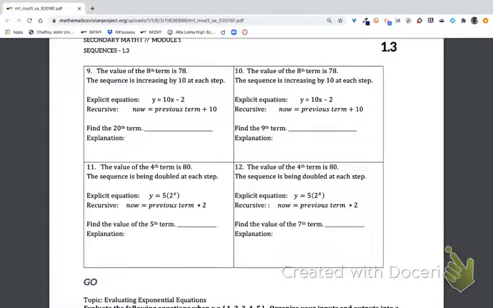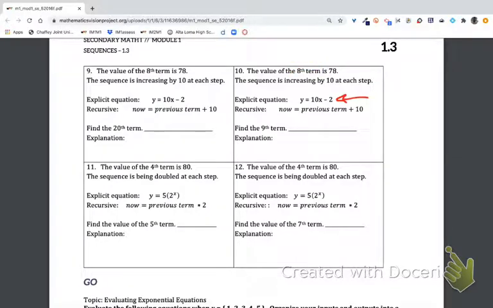For number 10, same process here. We're trying to think about what is happening. The 8th is 78. The sequence is increasing by 10 at each step. So if I want to find the 9th term, I could plug that number in and subtract. I also know that I can take the previous term and add 10. Since I know the 8th term, and I know that it's increasing by 10 at each step, I know that the 9th term would just have to be the 8th term plus 10.